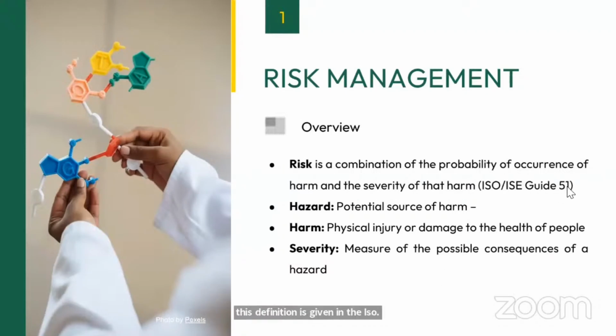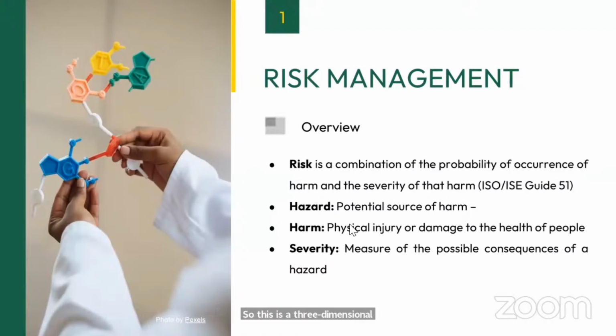Apart from these two, sometimes we add one more dimension to these risk combinations. Apart from the probability of occurrence and severity of the harm, we also often add the detectability of that harm, that is, what are the chances that the harm can be detected in advance. So this is a three-dimensional definition of risk in your laboratory.